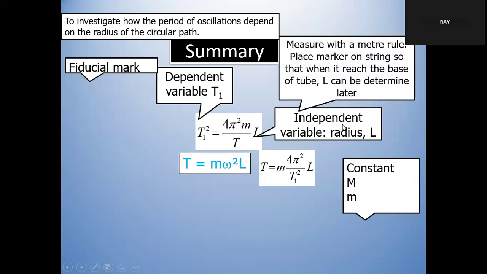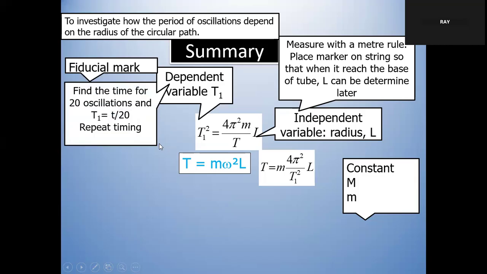How do you measure L? Measure using a meter rule. Place a marker on the string, and when it reaches the base of the tube, L can be determined later on. You measure the time for 20 oscillations. Your period is just the time divided by 20. You need a fiducial marker, that means a reference point. So you can put a retort stand nearby so that when the swing passes the retort stand, that is one cycle. Repeat the timing. This will be worth 1 or 2 marks.